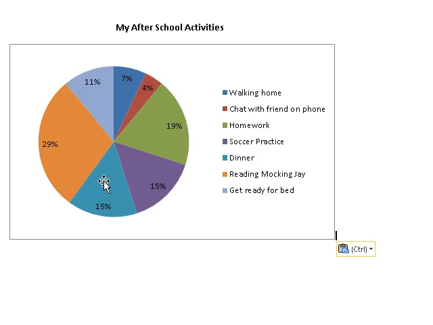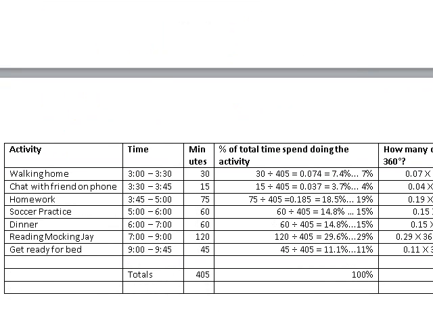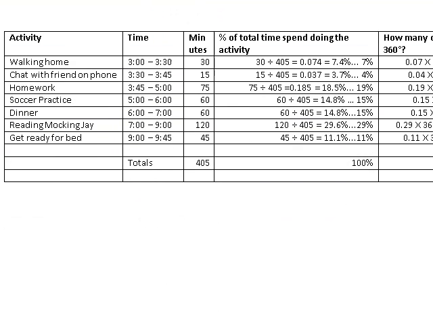So each of these percentages relates to the size of the pie slice, and that's what we've got to figure out how to do. All of those percentages need to add up to 100% because the circle represents the whole amount of time. So we created a table. I've got my activities over here, the time, and then the minutes.